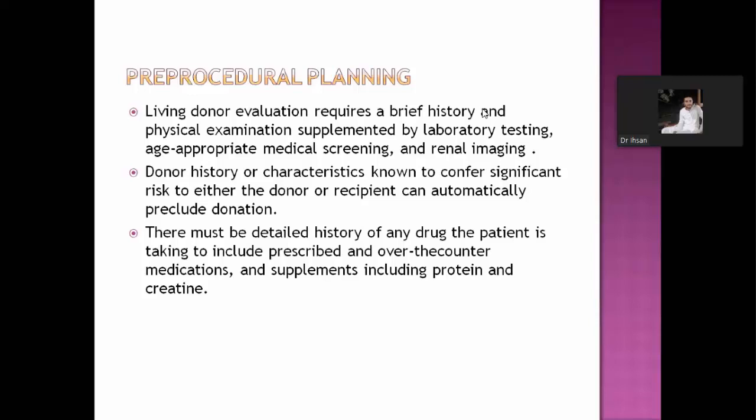Living donor pre-procedure plan. Living donor evaluation requires a brief history and physical examination, supplemented by laboratory testing as part of medical screening and renal imaging. Donor history or characteristics known to confer significant risk to either the donor or recipient can automatically preclude donation. There must be a detailed history of any drug the patient is taking, including prescribed and over-the-counter medication and supplements, including protein and vitamins.